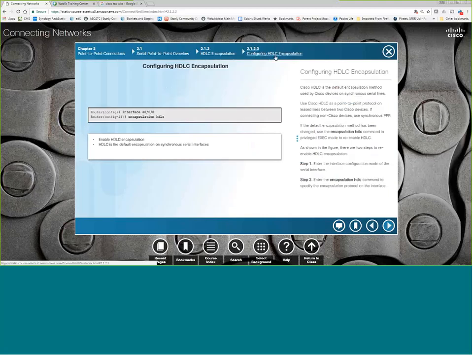Configuring HDLC, for the most part, you don't have to do anything because it's on by default on serial interfaces. But if for some reason your serial interface gets changed to PPP and you want to go back, you simply type encapsulation hdlc, which sets it to that protocol at layer 2. Now, we've seen this about four times now. HDLC is the default encapsulation on synchronous serial interfaces. I would know that. I'm just going to leave it at that.